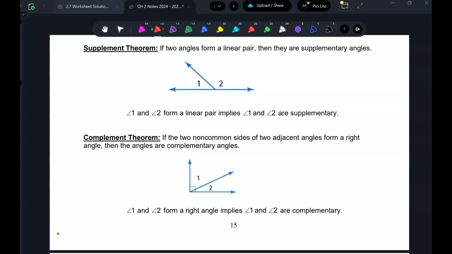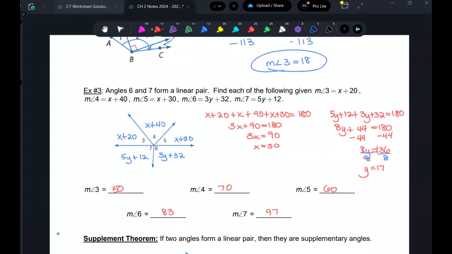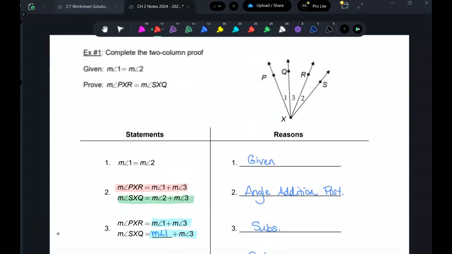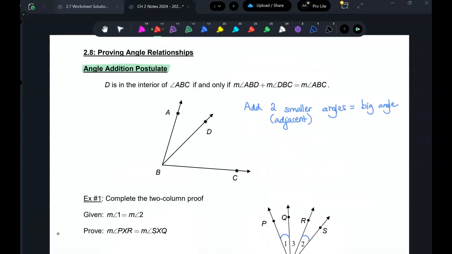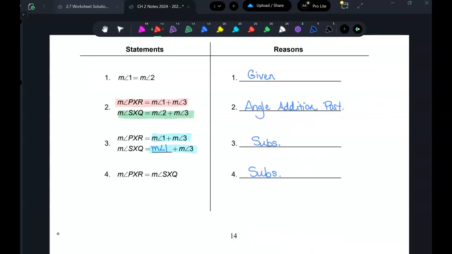Okay, let's look at the supplement theorem. This is actually a review. I have a question. Sure. Like numbers 2 and 3 that we just did, what are they? They're an application of the angle addition postulate. Angle addition is when we add angles.